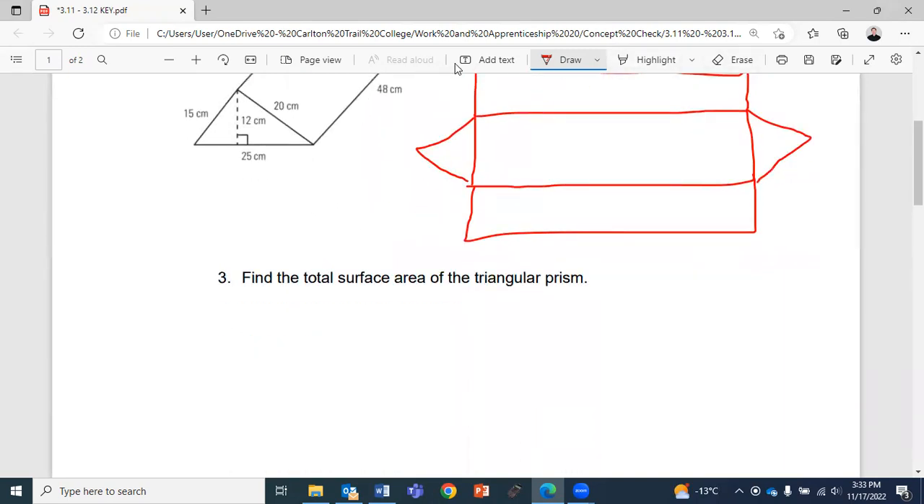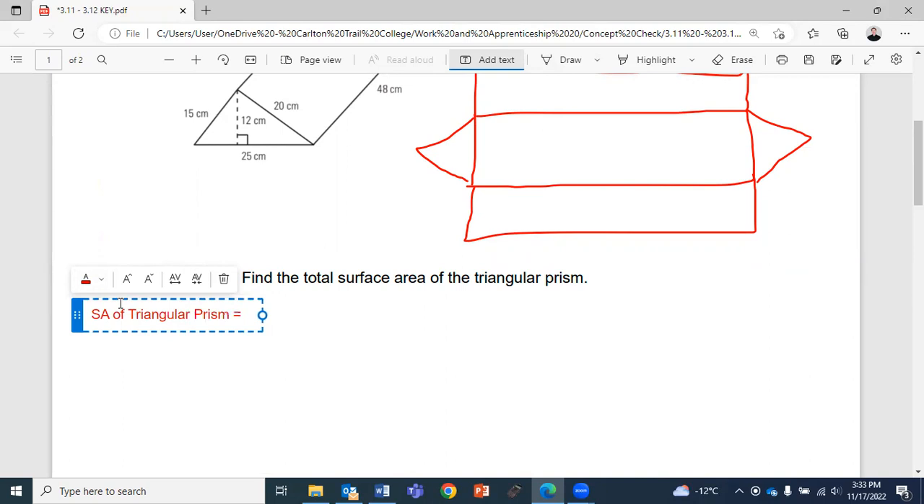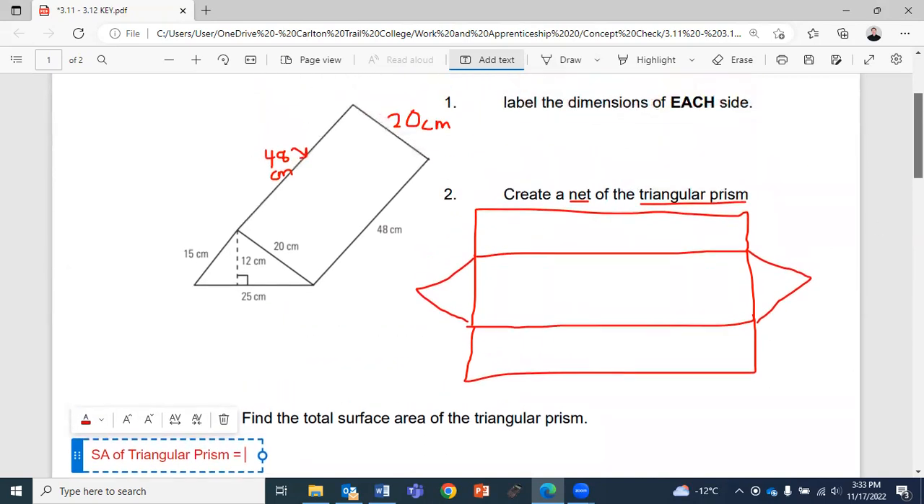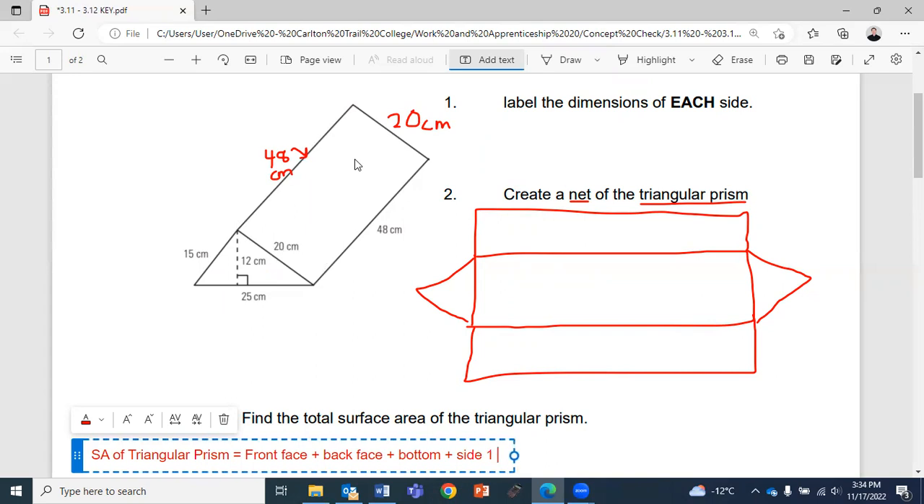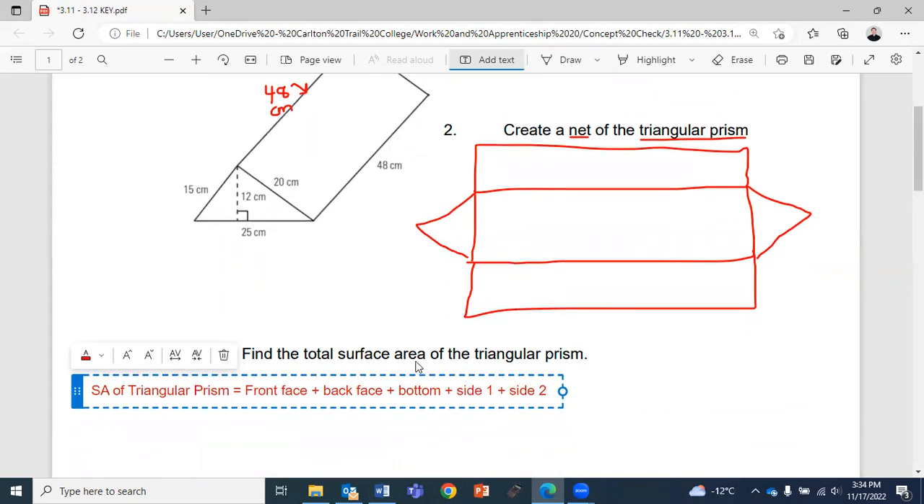Now I want to find the total surface area of the triangular prism, right? I know there's 5 sides. To find the total surface area, the surface area, SA, of the triangular prism is equal to the front face plus the back face, plus the bottom, plus the front side, the side facing us, side 1, plus the side invisible to us, side 2, right? It's 5 sides added together. Boom, we have the answer.